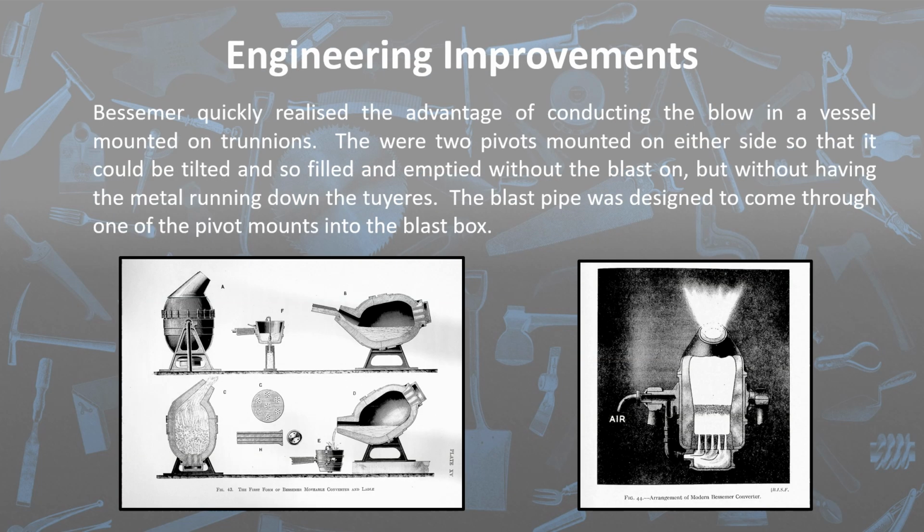Bessemer made a number of engineering improvements to his converter. He quickly realised the advantage of conducting the blow in a vessel mounted on trunnions. There were 2 pivot points mounted on either side, so that it could be tilted and so filled and emptied without the blast on, and without having the metal running down the tuyeres. The blast pipe was designed to come through one of the pivot mounts into the blast box.